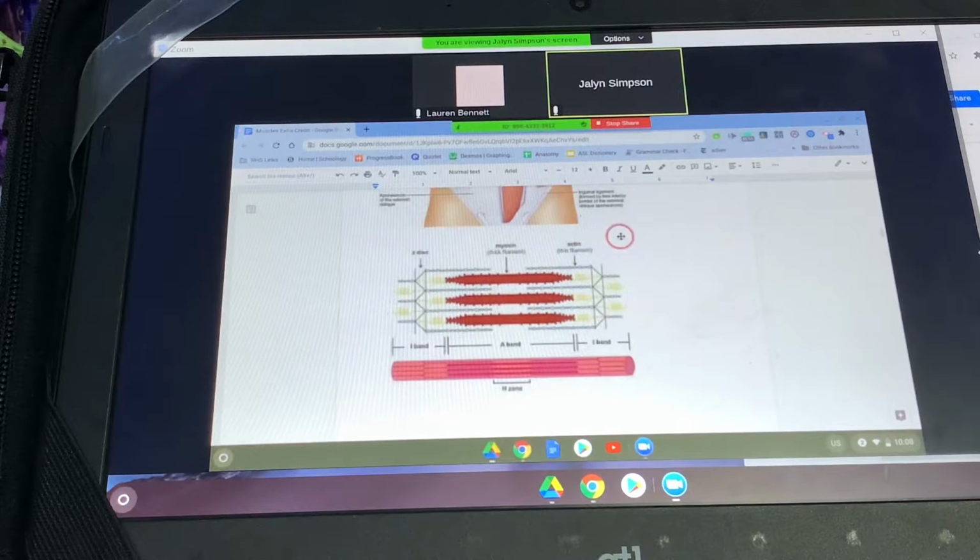Then we have the myofilament, which on the outside is the Z-disc, the I-band, and in the middle is the A-band. The I-band surrounds the A-band, and then the whole thing is the H-zone. Inside is the myosin, which is the thick filament, the red. And then on the inside is the actin, which is the thin filament, which is this chain-looking feature.